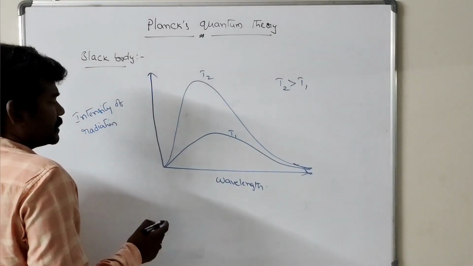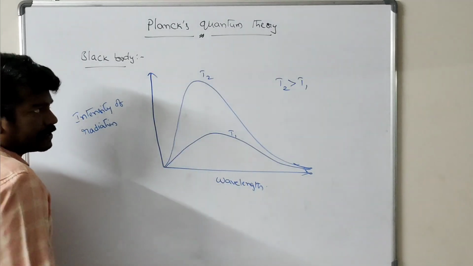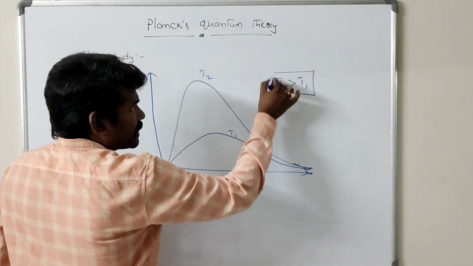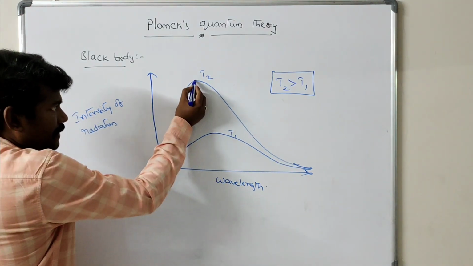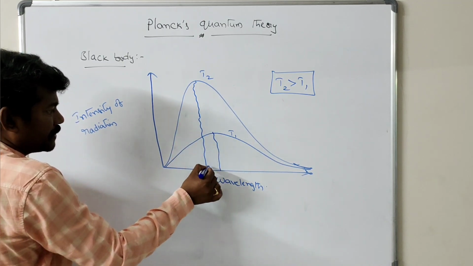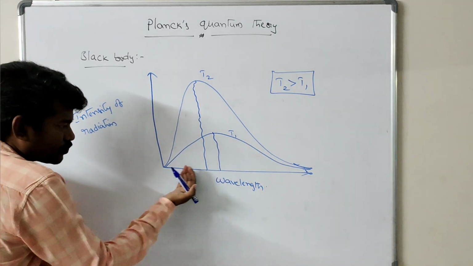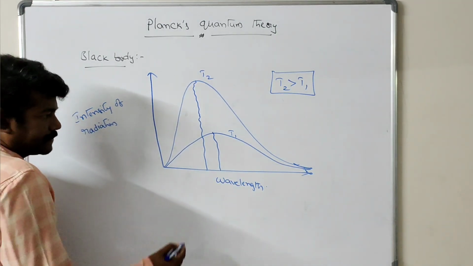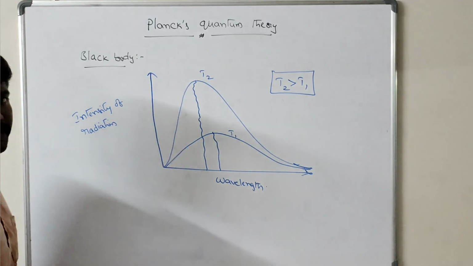So the second point is, if the temperature increases, here T2 is greater than T1, the maximum peak of the curve shifts towards the lower wavelength. These 2 points are very, very important.